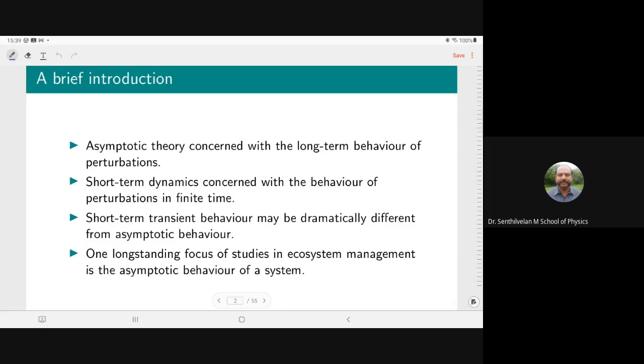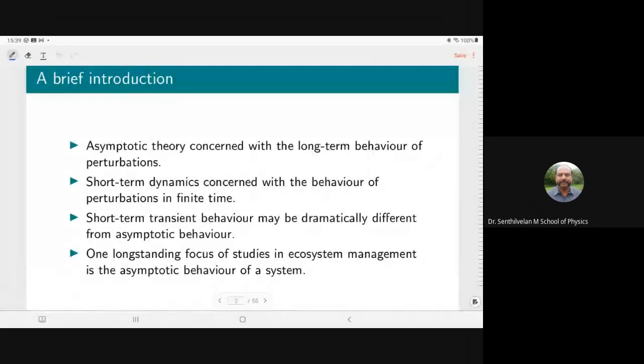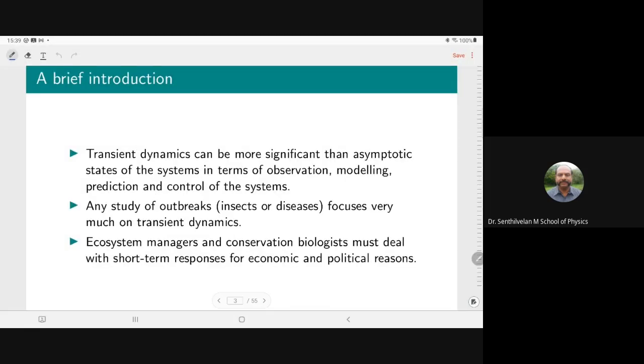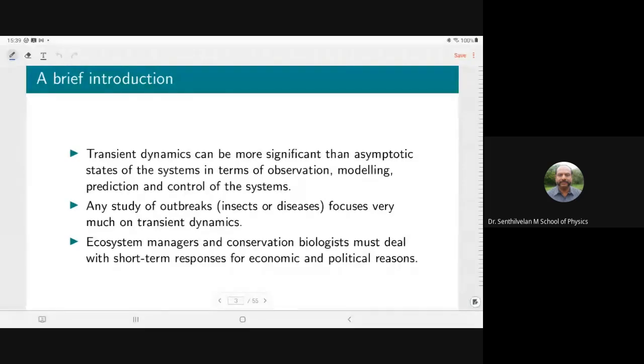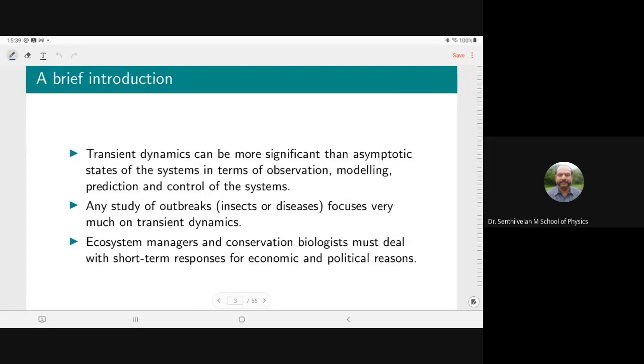And as I have mentioned, most of the examples will come from ecological modeling. So if we consider any ecosystem management, mainly the researchers consider the asymptotic behavior of the system, that is, what will happen after a long time. Transient dynamics can be more significant than asymptotic states of the system in terms of the observation, modeling, prediction, and control of the system.